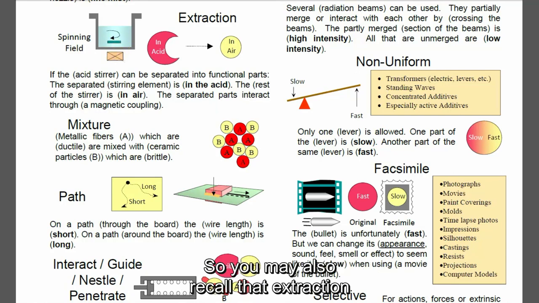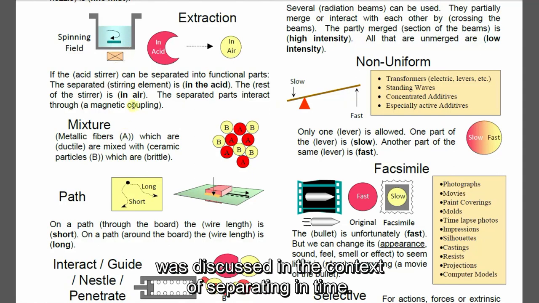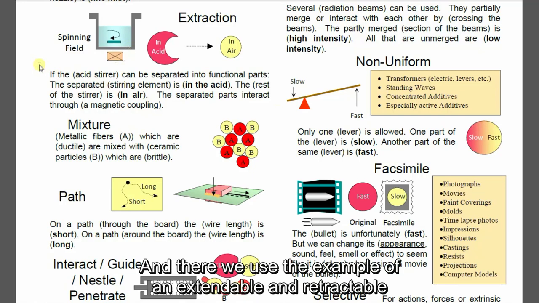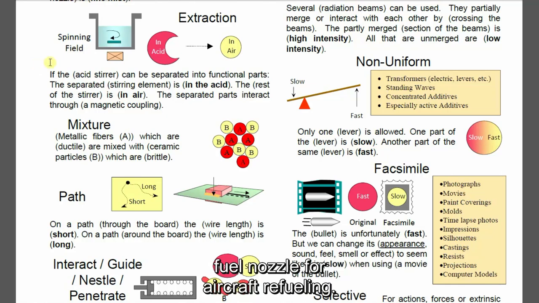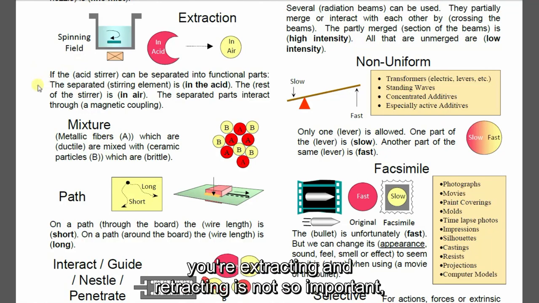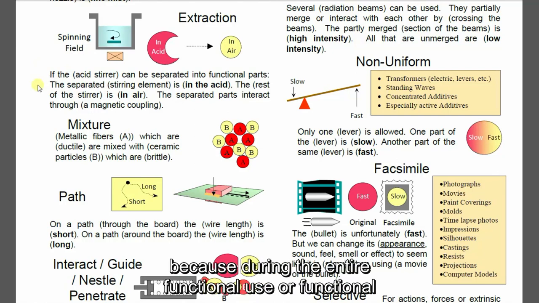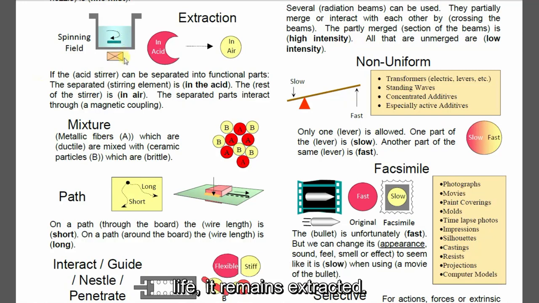So you may also recall that extraction was discussed in the context of separating in time. And there we use the example of an extendable and retractable fuel nozzle for aircraft refueling. And in that case, again, the temporal relationship was much more important because it has to extend, get fueled, and then retract. Here, the temporal nature of when you're extracting and retracting is not so important, because during the entire functional use or functional life, it remains extracted.